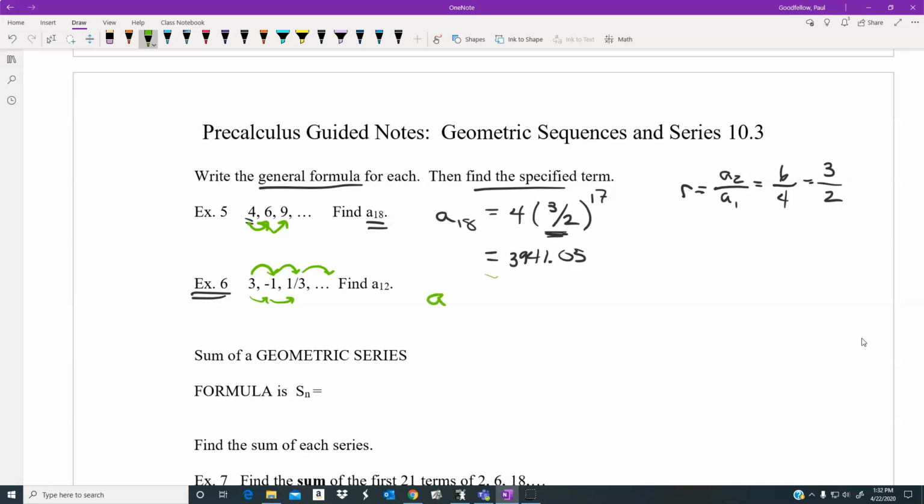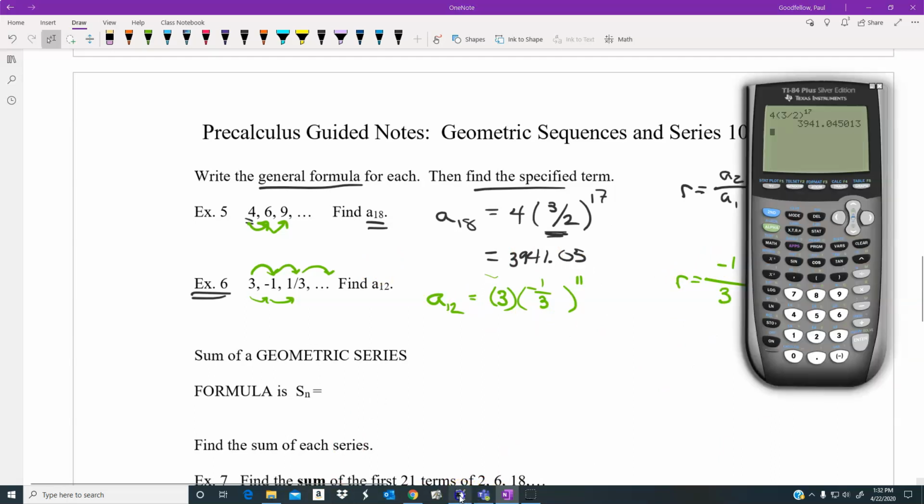No real difference. A sub 12 is going to end up being the first term, the number 3, multiplied by the common ratio raised to the 11th power. Now, we'll still write to that common ratio deal, take the second term, -1 divided by 3, and you end up with -1/3 being your common ratio. And that just means that since the common ratio is less than 1, we would expect that this particular function would be headed in a downwards direction.